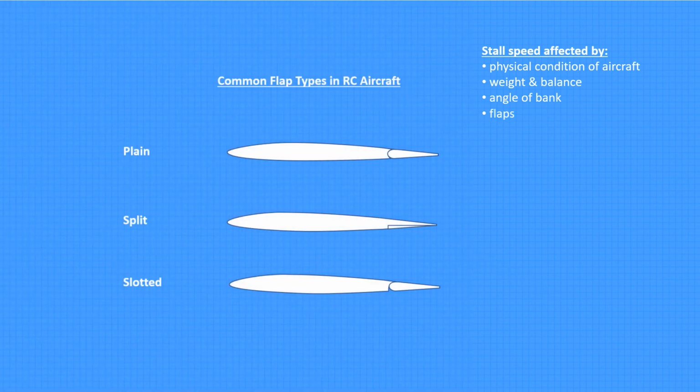Flaps. Lowering flaps increases the camber of the wing, changing the wing's coefficient of lift in a positive direction. That increases lift and lowers stall speed. How much it affects stall speed will depend on the type of flaps. The split flaps on the Avanti only decrease stall speed by a couple knots when fully deployed. But they increase lift and generate a lot of drag, which allows a steeper approach and helps to slow the plane down for landing.